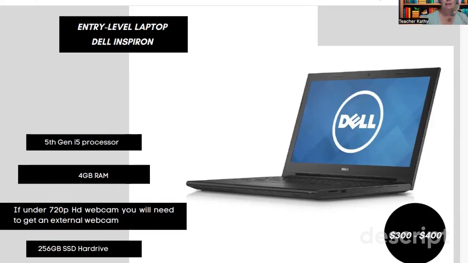Let's look at an entry-level laptop. Okay, and this one that I've put as an example is a Dell Inspiron. It's a 5th generation i5 processor in it. It's got 4 gigabytes of RAM in it. If it's under 720p HD for the webcam, you're going to need to get an external webcam for that, okay, because your resolution is not going to be high enough. And then it's got a 256 gigabyte SSD hard drive. So it's got quite a bit of storage space on it. And you can pick up this laptop for around between $300 to $400, which is not too bad on buying a new laptop to get started.